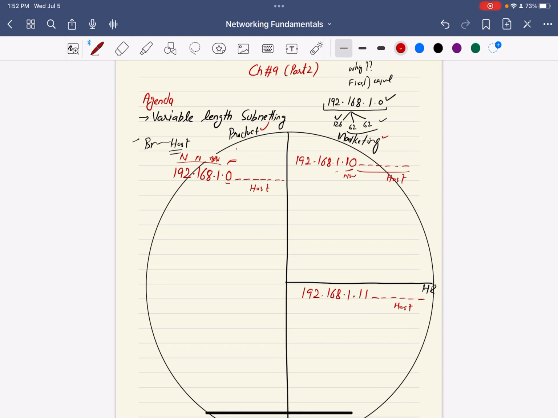Now, what would be the possible range? As you know, there is a possibility: 192.168.1, and this 0 is fixed. All the values can be 0, 0, 1, 2, 3, 4, 5, 6, 7. So this is basically the network part. All these can be 0, it can be 1, it can be 2, and so on. And let's see what the maximum value is.